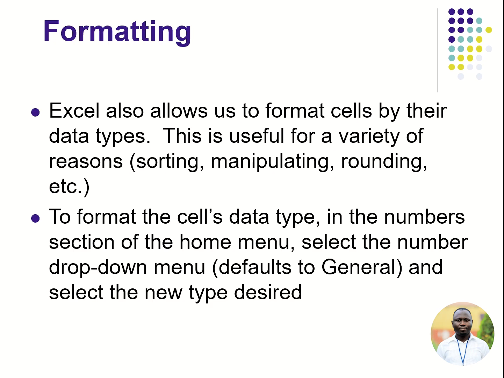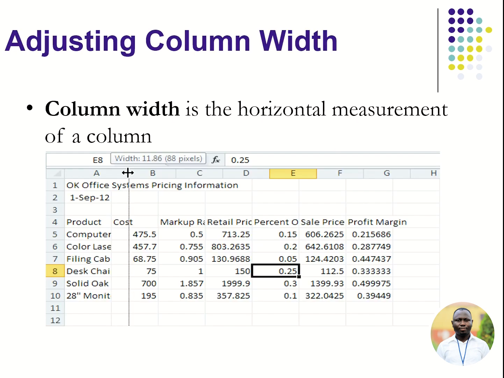To format the cell data type, in the number section of the home menu, select the number drop-down menu. The default is usually general, yes. And then select the new data type that you want. That is what they are telling us. How is it done? We are still going to look at it in a few.